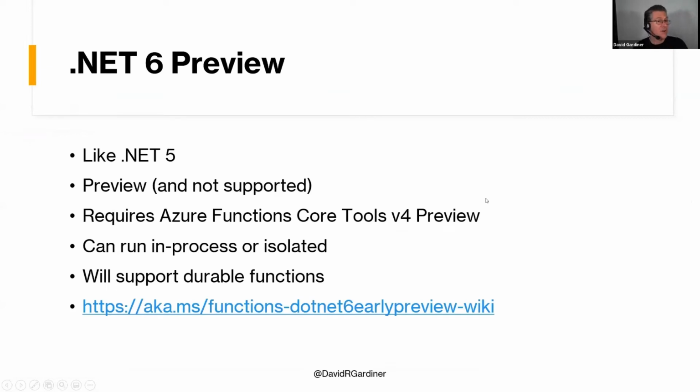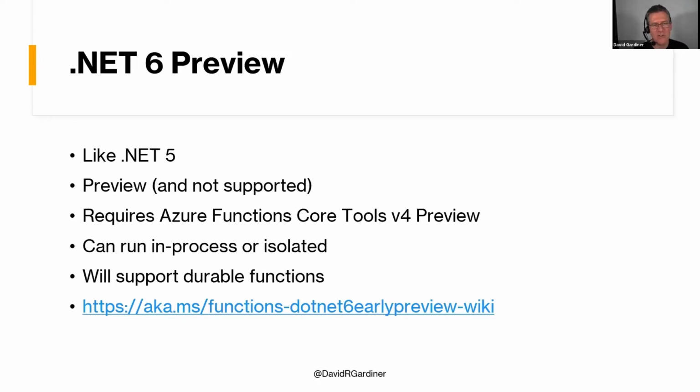Okay, so that's .NET 5. What about .NET 6? Well, it's really just building on what .NET 5 has done already. It is in preview at the moment. .NET 6 will be launched in November. That's been publicly announced, and so I believe the plan is that .NET 6 Azure Functions will be coming out around the same time. You can start playing with the preview now. There's a preview out already.